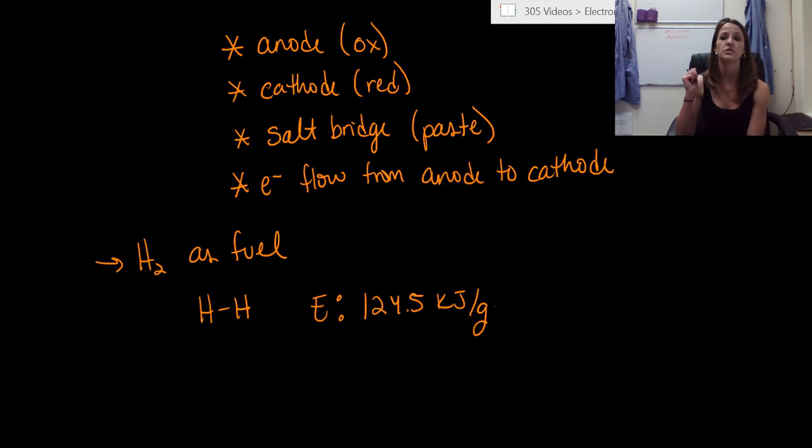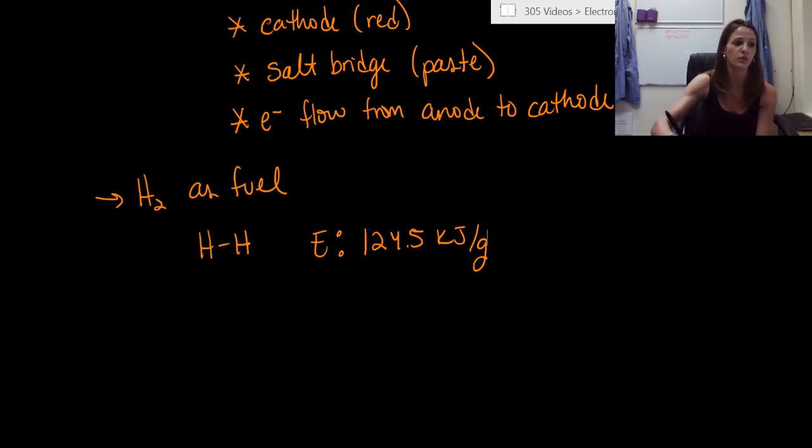We compared that to wood, which is 10 to 14, coal, which is 30, petroleum, 48, natural gas, 50. Hydrogen is 124 kilojoules of energy per gram. This is our best option if we can possibly find a way to create enough hydrogen and use it safely as a source of fuel.